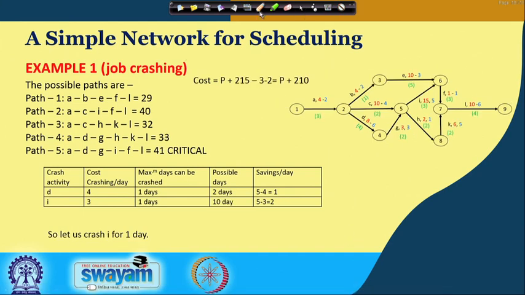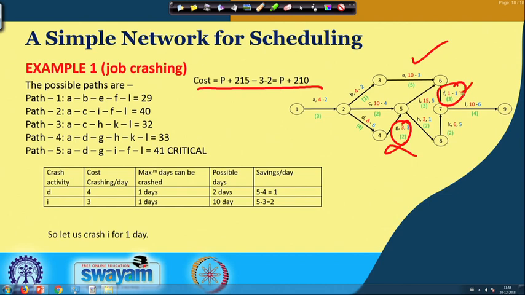If you see now, our total cost is coming to P plus 210. In our new schedule, you can see for job G no further crashing is possible, and for job F no further crashing is possible.